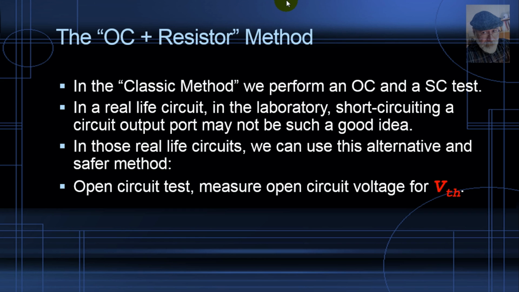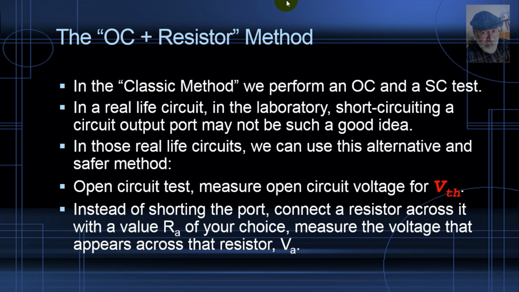Open circuit test, we measure the open circuit voltage, and that is VTH directly. That is fine, same as before. But next, instead of short-circuiting the port, we apply a resistor with a known value of our choice, RA, and once we connect that to the port, we measure the voltage that appears across the resistor, VA, or we compute that with M&A.